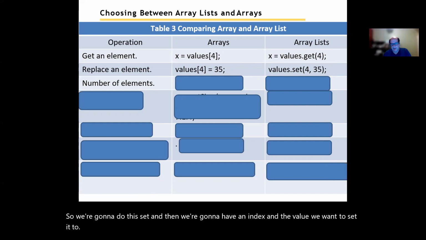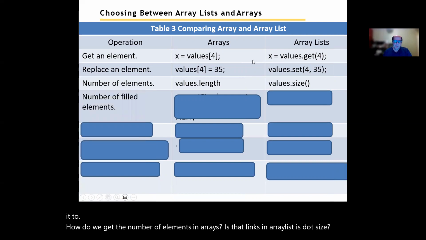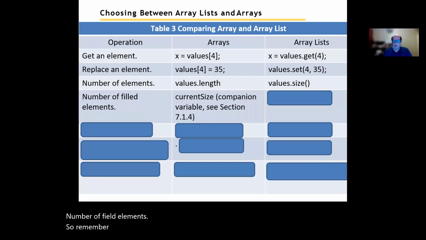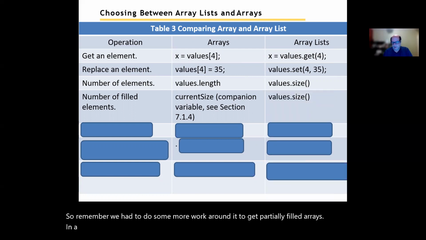How do we get the number of elements in arrays? It's dot length. In array list, it's dot size. For the number of filled elements, remember, we had to do some work around it to get partially filled arrays. In array list, we don't have that. We're just going to get the size.